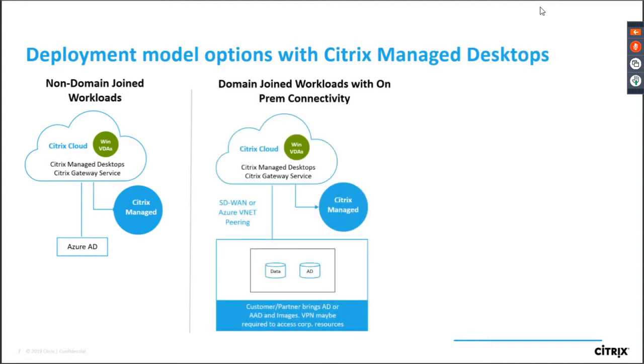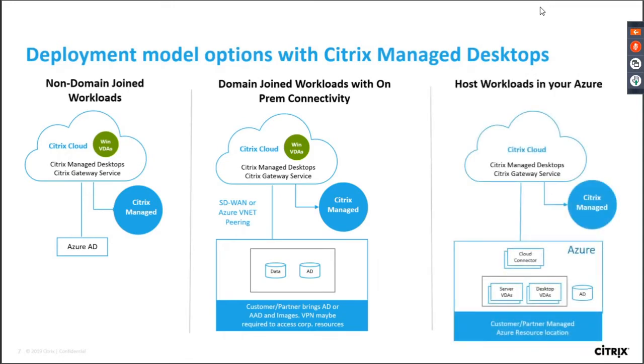The second one is the domain joined, which is the normal setup. But what if we want to join these virtual machines residing on Azure, maybe WVD or Windows Virtual Desktop, to our on-premises Active Directory? So this is the second model. The last one is hosting workloads in your own Azure, where you already have your Azure subscription and want to leverage it within the Citrix environment. You can just bring it, put the cloud connector and the server VDAs over there, and leverage the Azure Active Directory as is. You would just add the Citrix Managed Desktop, leveraging all your environment.